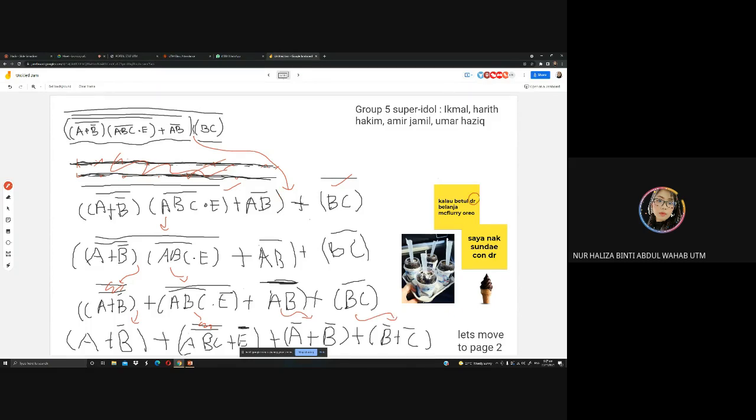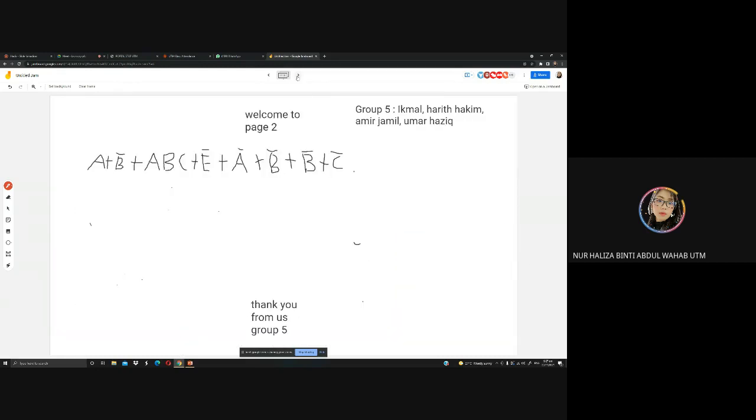Siapa belanja siapa ni? Aduh, you lah belanja saya.